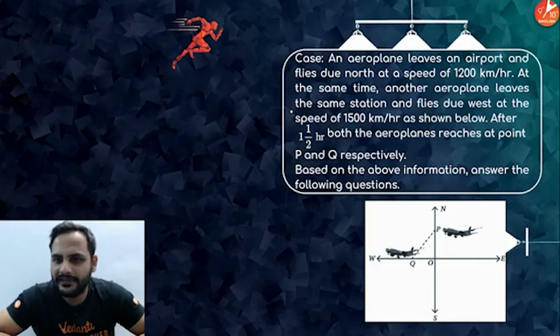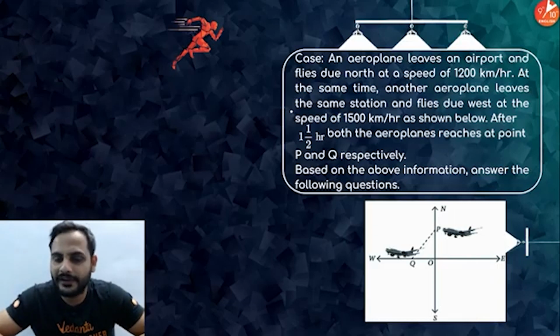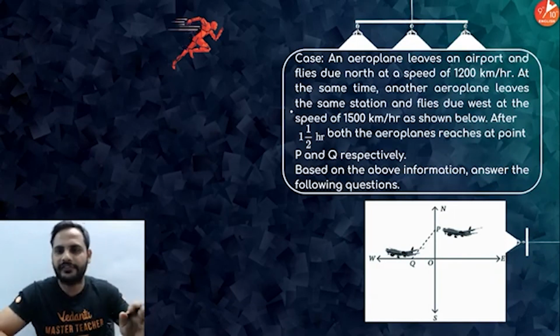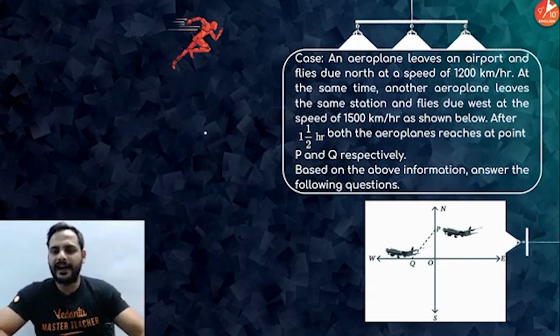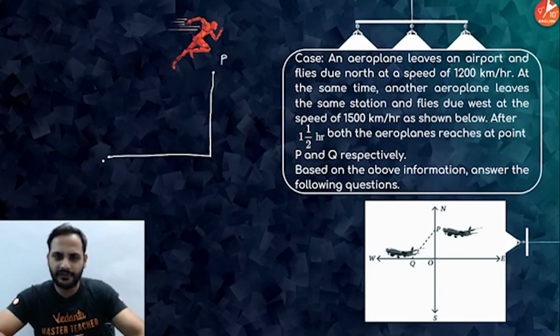An aeroplane leaves an airport and flies due north at a speed of 1200 km per hour, and at the same time another aeroplane leaves the same station and flies due west at the speed of 1500 km per hour. After 1.5 hours, both the aeroplanes reach a point P and Q respectively. Based on the above information, find the following. So, see, say O is over here, P is in the north, Q is on the west.